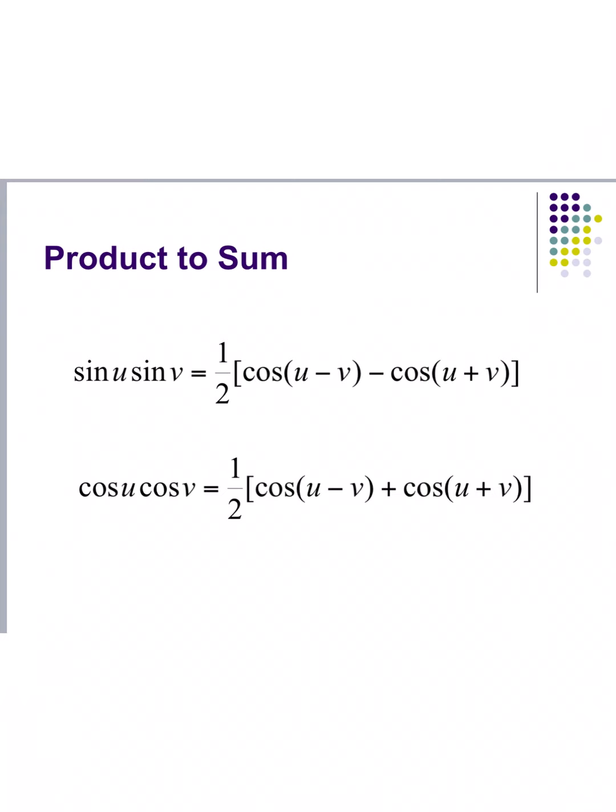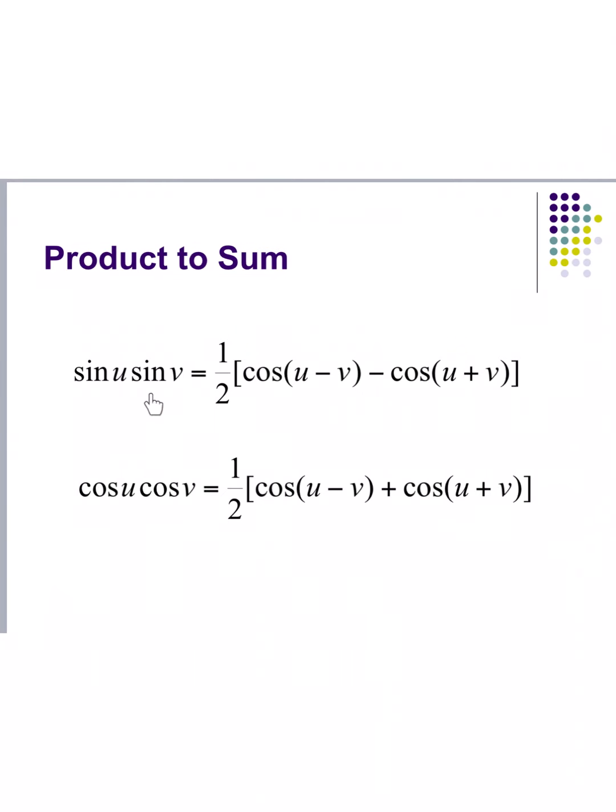For our next batch of formulas, we have product to sum. And what we can see here is on the left side, we have the product of two functions. And we're going to be expanding that using the following formula. So if we have sine times sine, then it's 1/2 cosine of u minus v minus cosine of u plus v. If instead we have cosine times cosine, well, we have the same formula, but instead we're going to be adding the two together. So I have 1/2 cosine of u minus v plus cosine of u plus v.